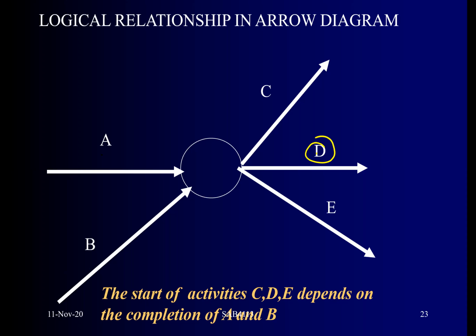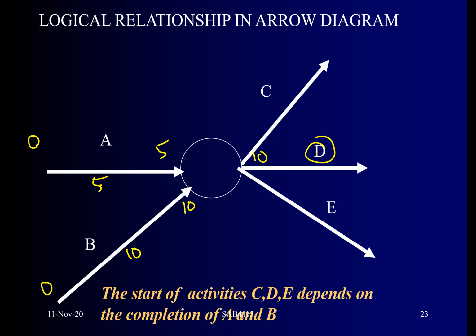Let's say A has 5 days, whereas B has 10 days. So when can D start? Let's say A and B start at the same time, at 0 days. 0 plus 5, A will finish in 5 days, whereas 0 plus 10, B will finish in 10 days. So activity D can only start after day number 10.